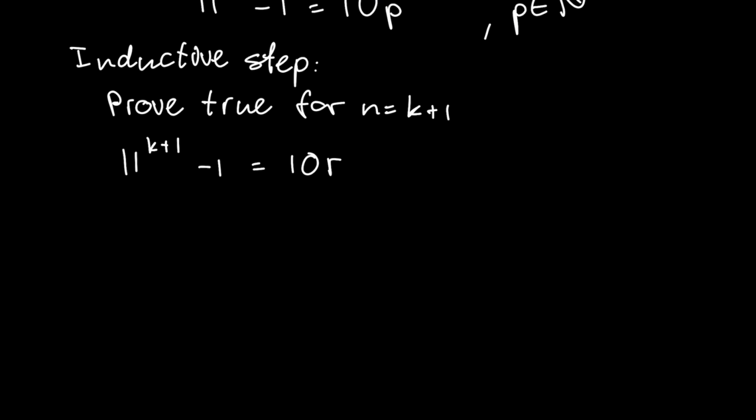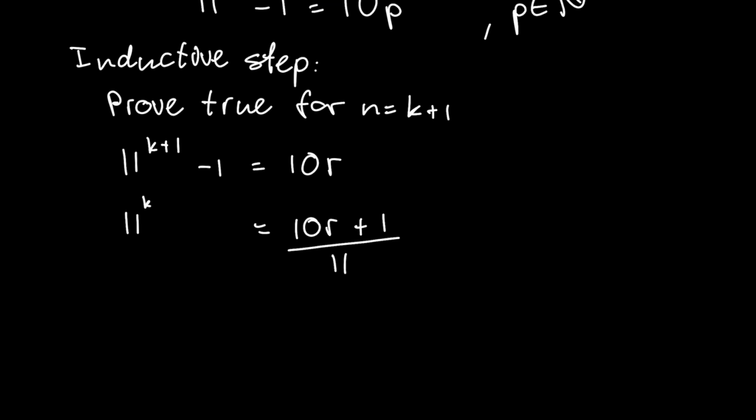Okay, so now what we do is for this 11 to the power of k plus 1, we can split it into 11 to the power of k times 11. So then, of course, that's still minus 1 is equal to 10r. All right. Now what we do is we take this negative 1 across. So we add 1 there. Now we divide through by 11.